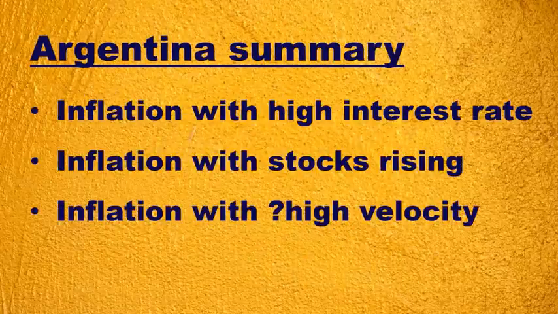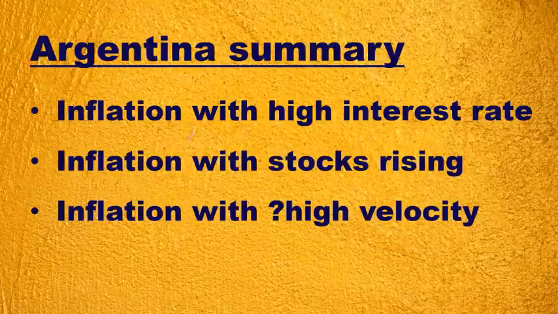So to summarise, Argentina has a rising and volatile inflation rate. Interest rates are also rising, and that's what we'd expect from our model that we talked about at the beginning. Stock prices are rising, but are volatile. And in terms of velocity, well, it's high in terms of US dollars, but very low in terms of the local currency. And as I said, I don't know which of those is correct.